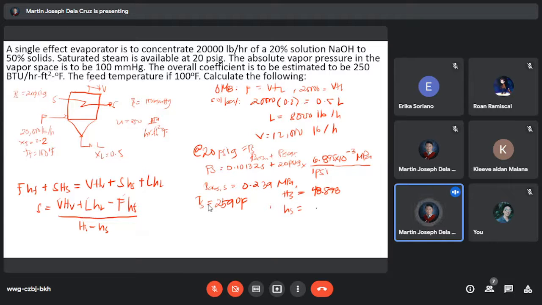And then you have 9.525. This is in kilojoule per mole. So, since minus lang din naman, ima-minus ko na to class, no? Minus, and then answer. So, minus yan, minus.